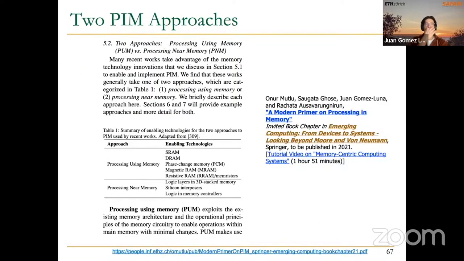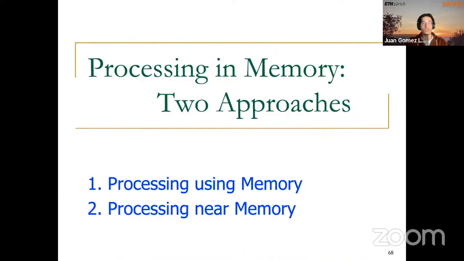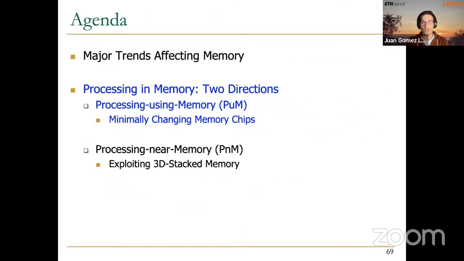If we want to have the first classification of processing in memory systems, you can find it in the book chapter that I asked you to read, the first important reading in this course. And here in table 1, you can already see this distinction between processing using memory and processing near memory. And this is what we are going to talk about in the rest of the lecture. We are going to talk about what they exactly mean, and we are going to see a couple of interesting examples of each of them. The first one being processing using memory.